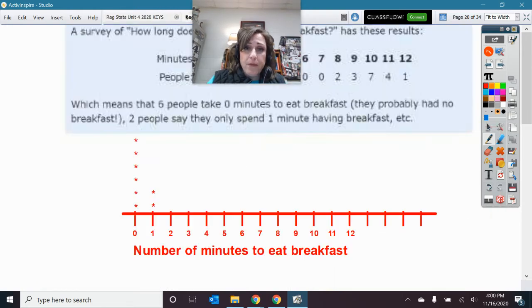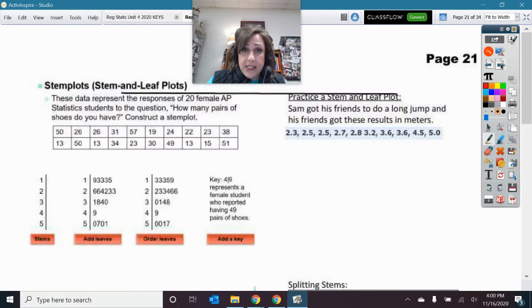So let's talk about what the qualities for a stem and leaf plot are. So here you can see some stem and leaf plots. Okay, here are 20 females who are AP statistics students and how many pairs of shoes they have. So we want to construct a stem plot. So this is one set of data, not 2 sets of data because there's 2 rows.